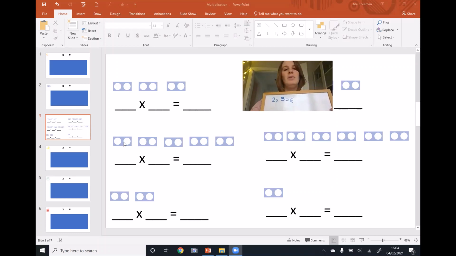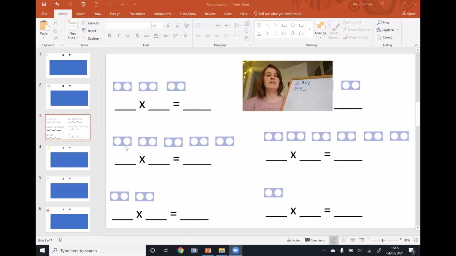So the next one, we'd got the number 2 again. So I'm going to write the number 2. And we got the number 2, 1, 2, 3, 4, 5 times. So I'm going to do times and then 5. Then I've got to put equals because that is going to be how many there are altogether. I'll put that to the side.